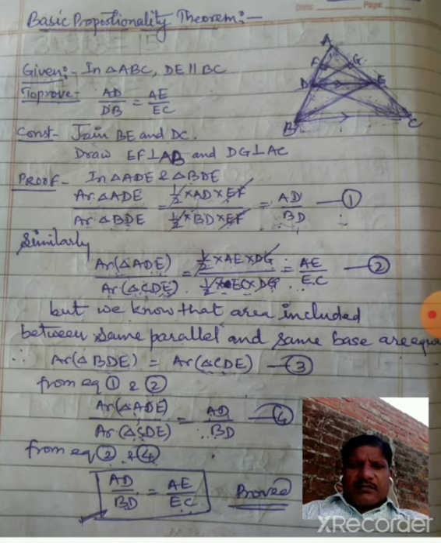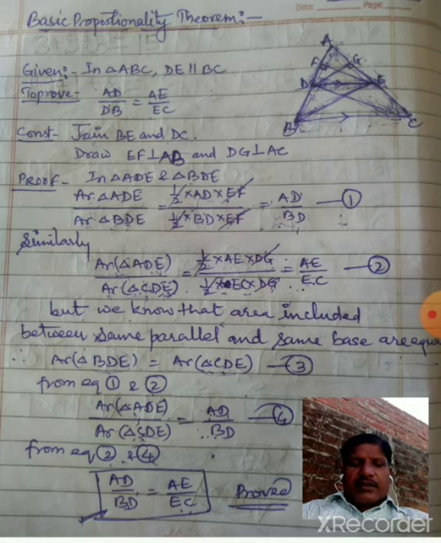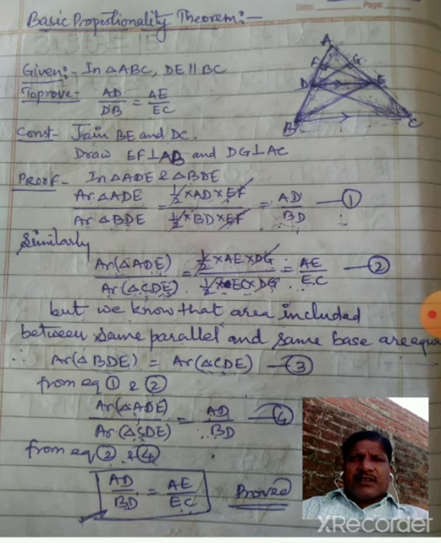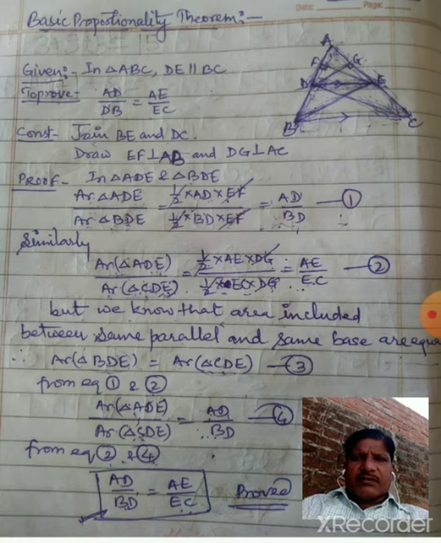The statement of this theorem goes like this: if a line is drawn parallel to one side of a triangle, intersecting the other two sides in distinct points, then the other two sides are divided in the same ratio. Once again I am repeating, if a line is drawn parallel to one side of the triangle intersecting the other two sides in distinct points, then the other two sides are divided in the same ratio.